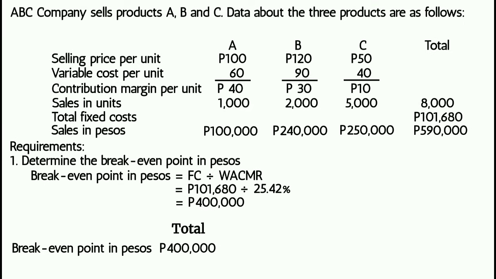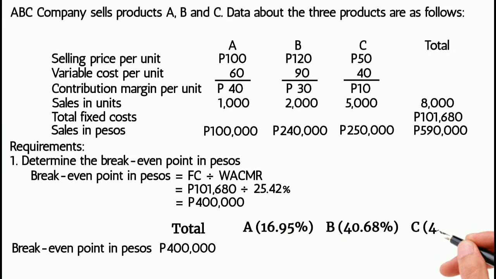Ang tanong, dyan sa 400,000 pesos, ilan dapat ang sales sa product A to break even? Ilan dapat ang sales sa product B to break even? At ilan dapat ang sales sa product C to break even? Para malaman ang mga yan, imumultiply lang natin yung 400,000 pesos sa sales mix for each product.